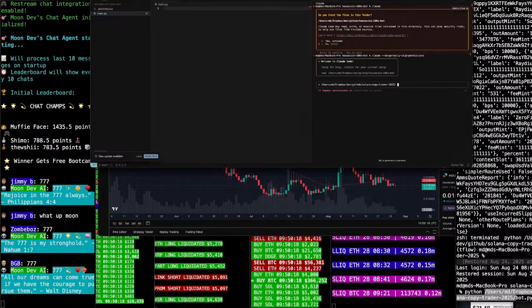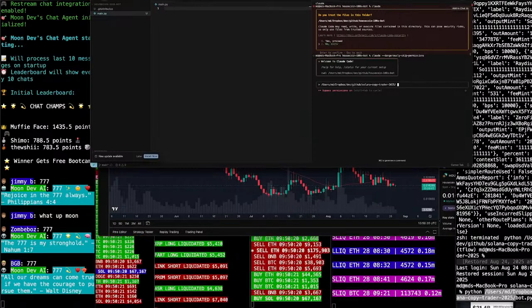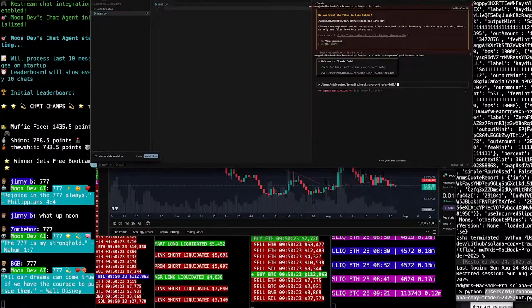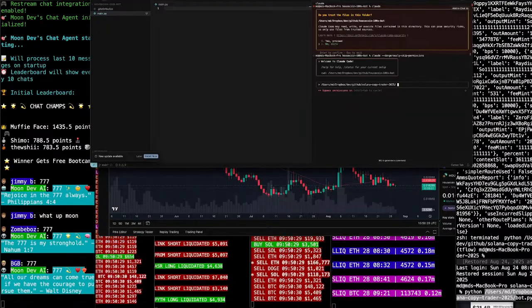Well, essentially, it's going to be a dollar cost average bot. So it's going to buy X amount each day or each hour. Yes, each hour.